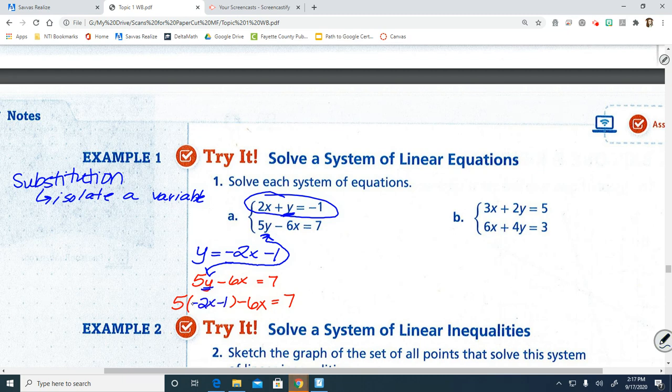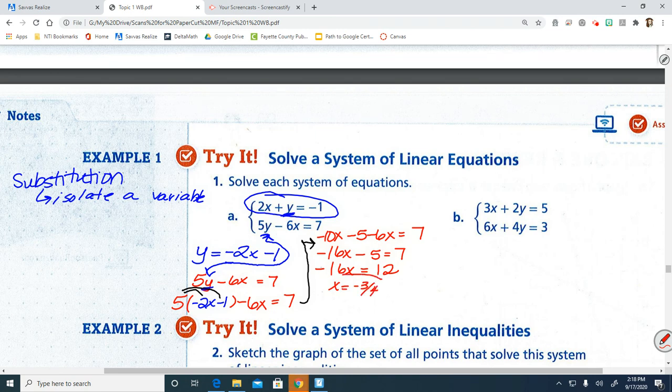And then I'm going to solve this equation. So distribute the 5 so that I have negative 10x minus 5 minus 6x equals 7. Negative 10x minus 6x is negative 16x minus 5 equals 7. I'll add the 5 on both sides. Negative 16x equals 12. And divide both sides by negative 16. X is going to be negative 3/4.